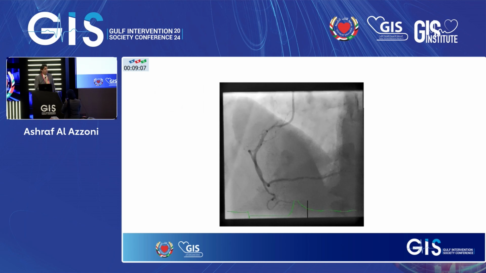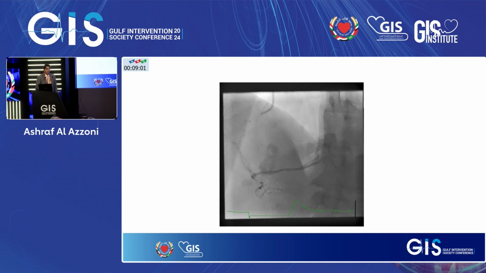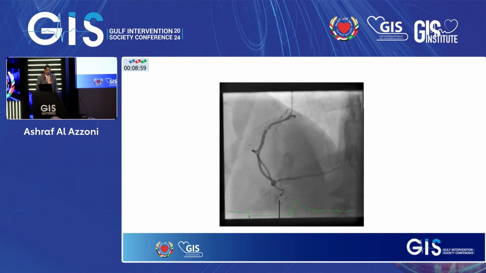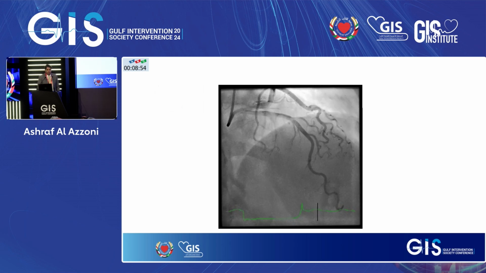So we did the cath, and as you can see, on injecting the right coronary artery, there was initially some mild disease proximally. We gave nitro, it disappeared, so we did not pay much attention to it. So we went to the left side, and essentially it looked completely normal.